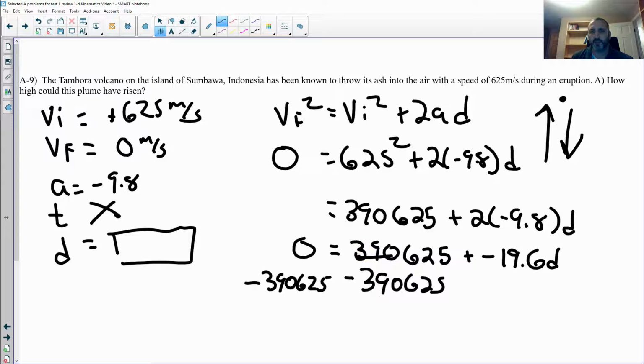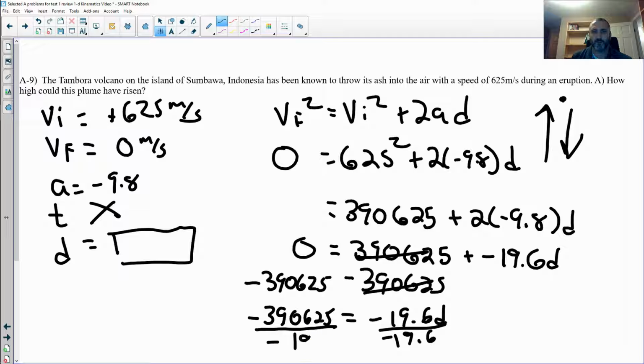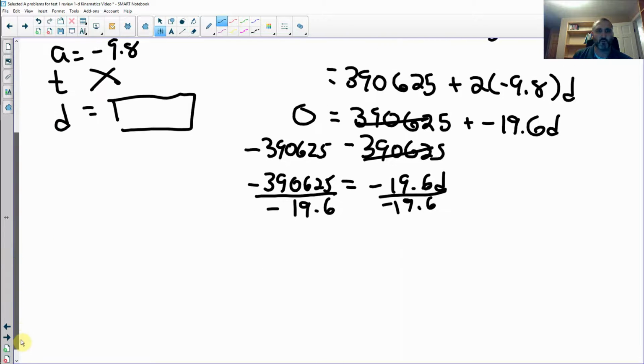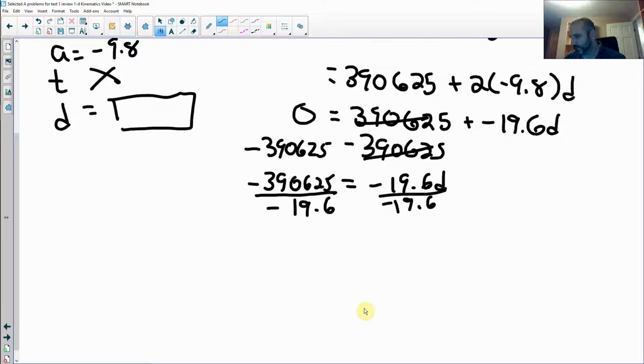390,625. So that's going to cancel out, and we're going to be left with 0 minus 390,625. So we'll end up with negative 390,625 equals negative 19.6d. And then what do we do next? We divide both sides by negative 19.6. Do the magic of smart software. Voila.